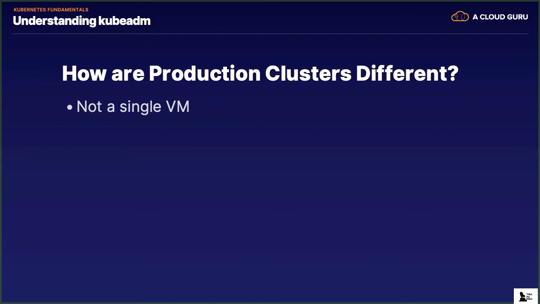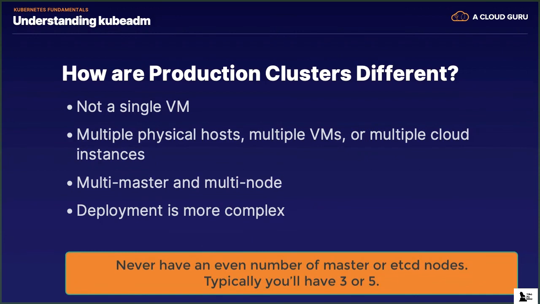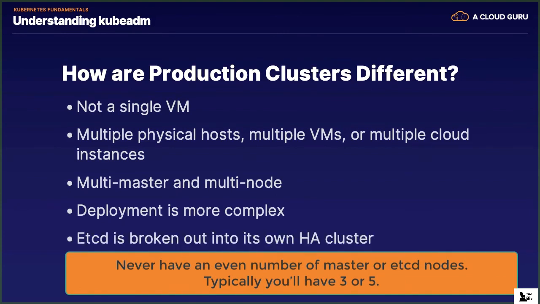A production Kubernetes cluster, while still using virtual machines, would probably have 2 masters, perhaps 2 more etcd servers in a high availability configuration, and then multiple nodes, could be 10, 20, 50 or more, running your Kubernetes pods. And while they could be run on multiple virtual machines, they could also be run on multiple physical hosts or multiple cloud instances. Again, you'll have multiple masters and multiple nodes, probably etcd in a high availability configuration, and deployment of these production Kubernetes clusters is much more complex, with etcd typically broken out into its own highly available cluster.